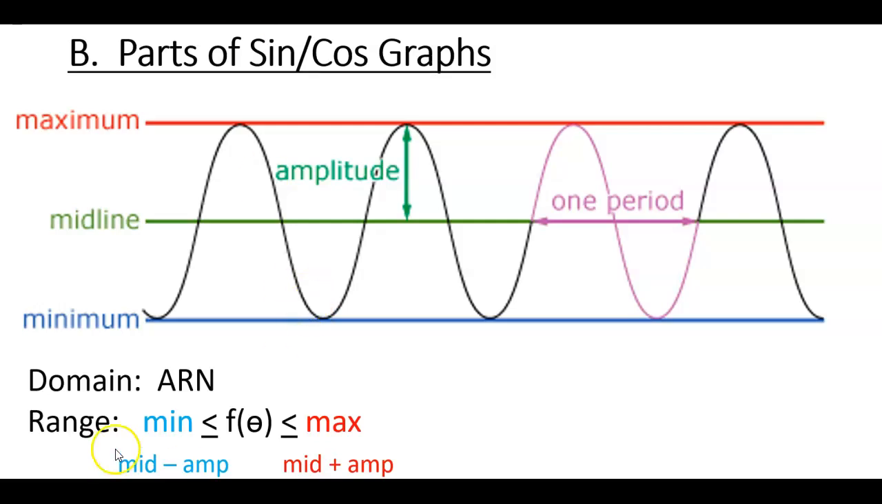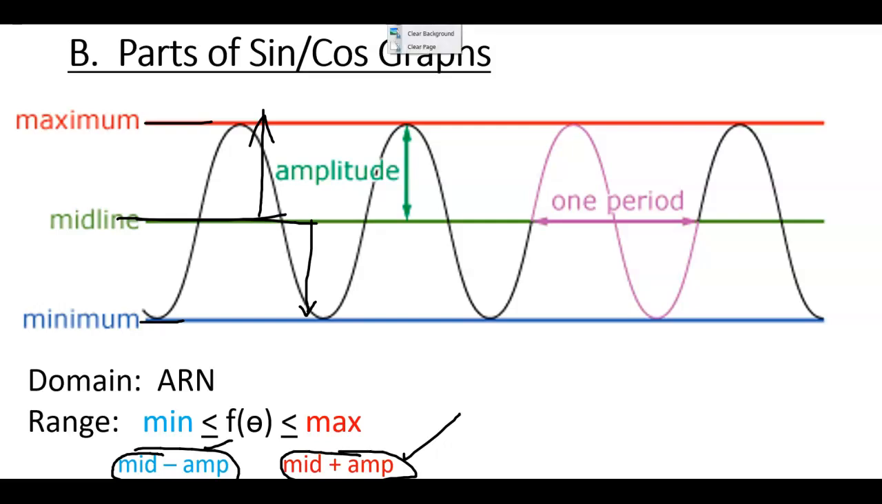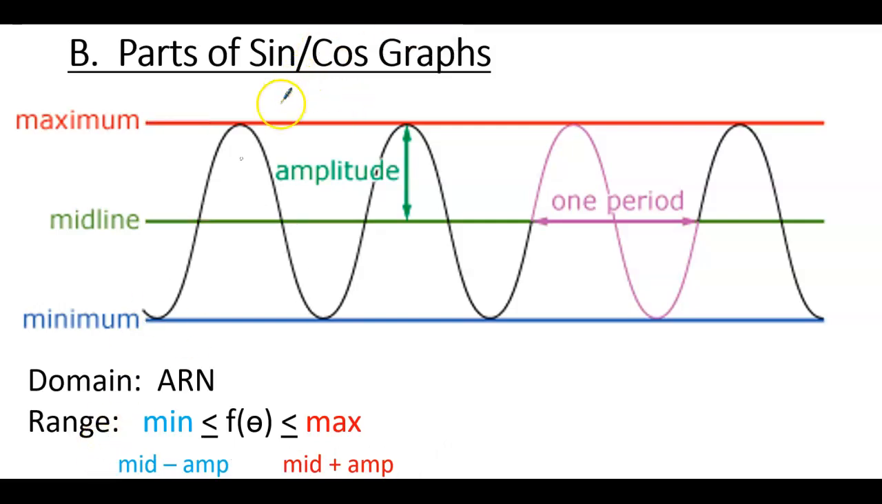All right, next, domain is all real numbers. We've already mentioned that. You can plug in anything you want into a sine and cosine function, and you'll always get an answer for it. But the range is limited. The range is always between the maximum and the minimum values. And those can be found by taking your midline and adding or subtracting the amplitude. So if you're at your midline and you add the amplitude to it, you get the max. If you're at your midline and you subtract the amplitude, you get your min. Okay, but that is the range and domain. So some nice vocabulary there for you guys for sine and cosine.